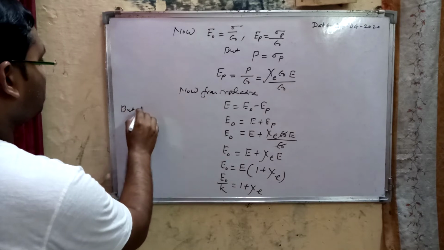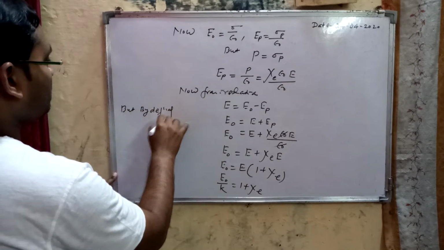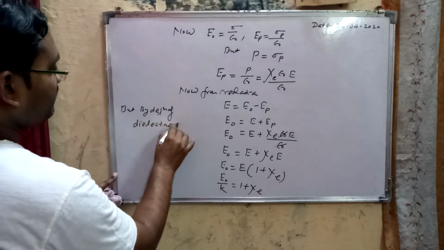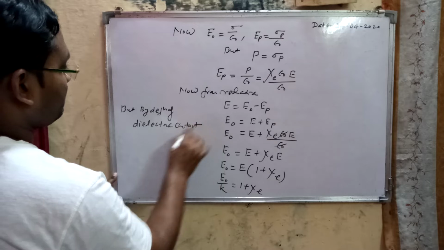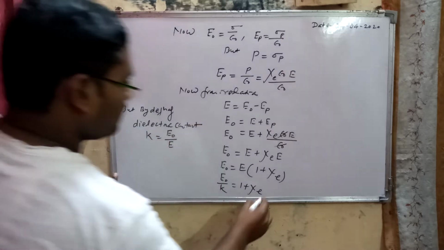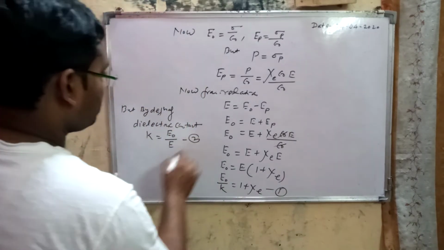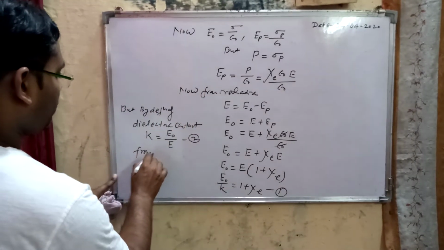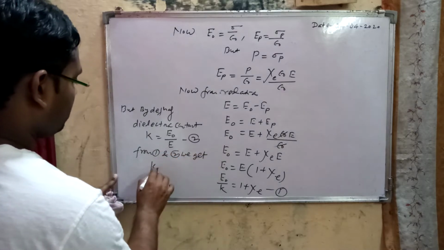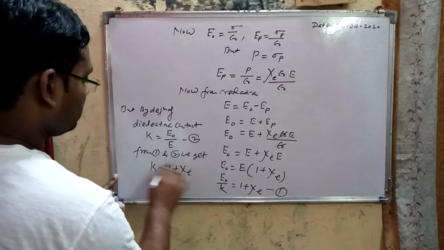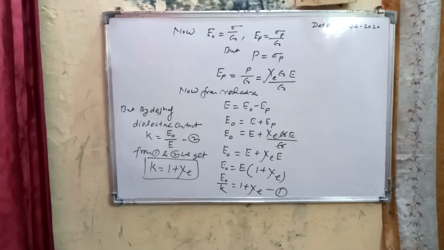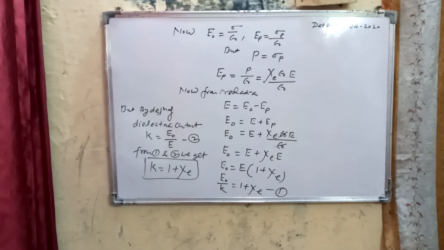But by definition of dielectric constant, K is equal to E naught by E. Now this one is equation number 1, and this one is equation number 2. From 1 and 2 we get K is equal to 1 plus chi e. This one is the relation between dielectric constant and electric susceptibility.